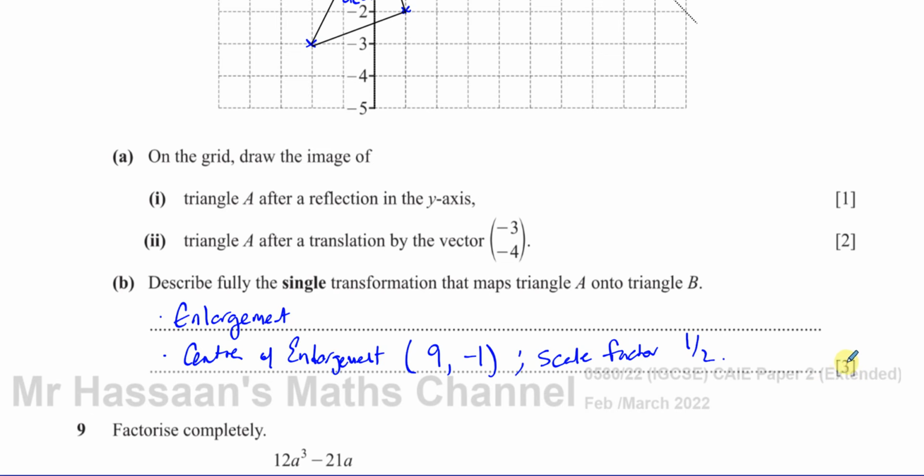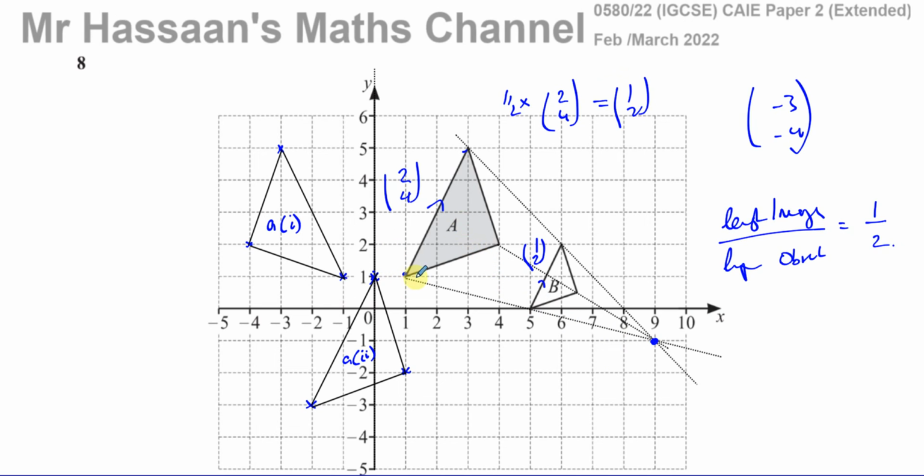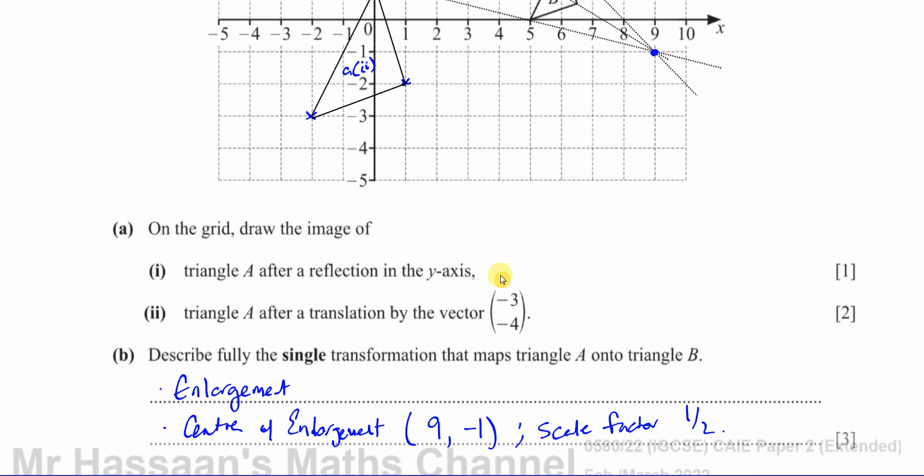So that's how you get the full 3 marks. You have to mention the scale factor. In most cases, you can measure a line on both of them. Here we can't really measure a line on both of them. So what we've done is we've taken a diagonal line and thought about its vector 2, 4, and the corresponding line is 1, 2. So we can see that the length on the image is half the length on the object. So that's how we can deal with centers of enlargement and scale factors of enlargement.